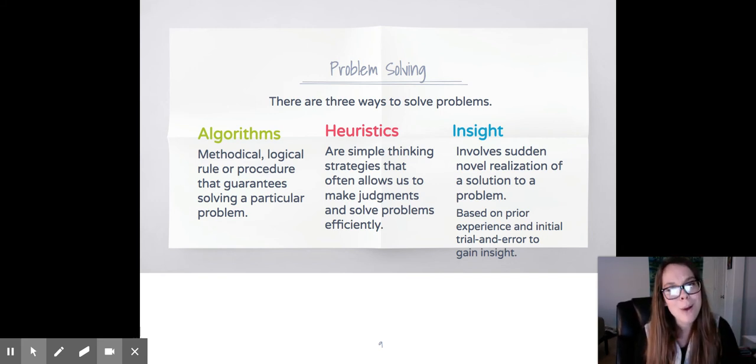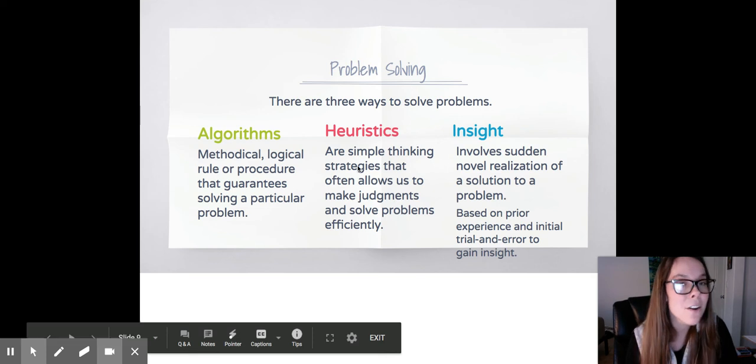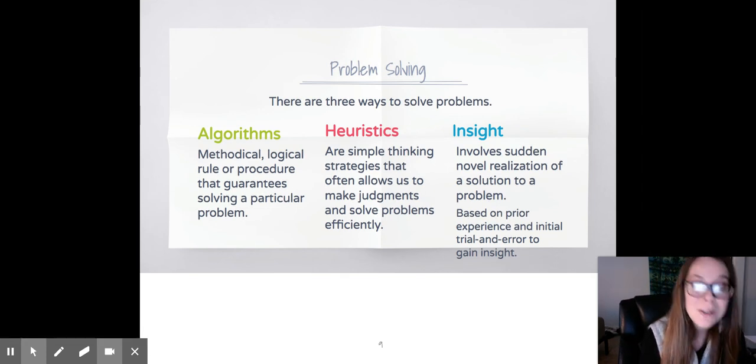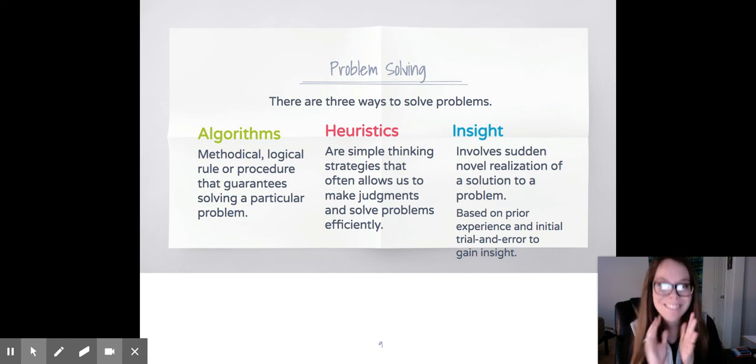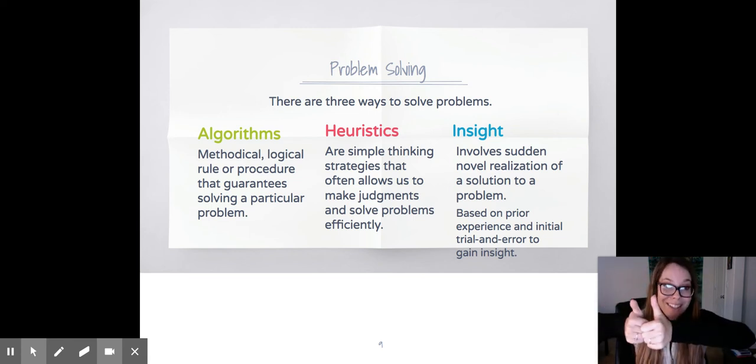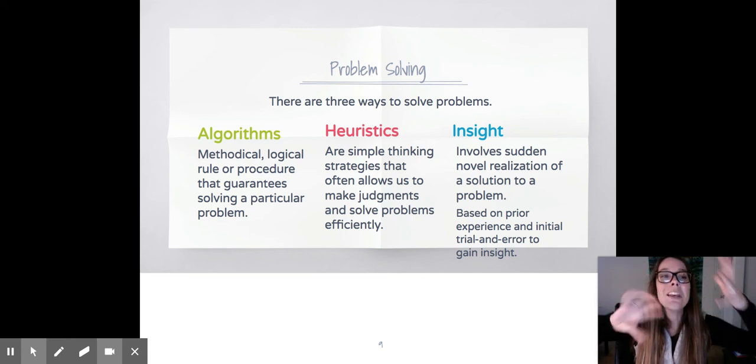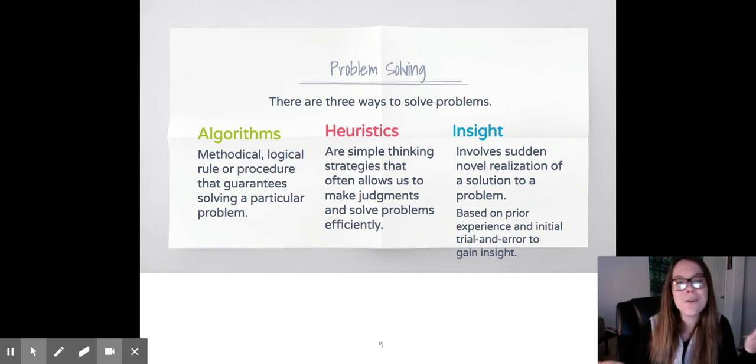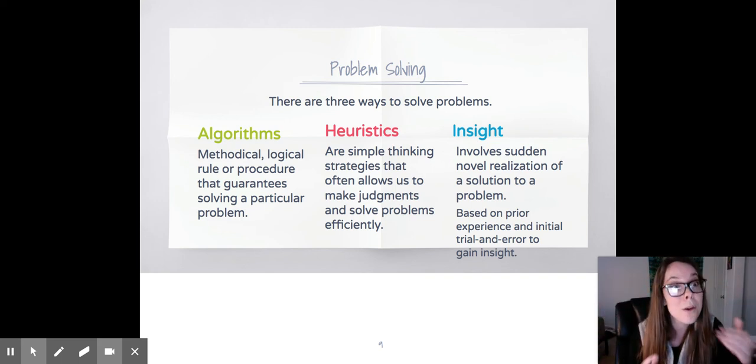Another way we can solve problems is heuristics. I want you to put in your notes, heuristics are like shortcuts. These are simple thinking strategies that often allow us to make judgments and solve problems efficiently. I would like you to Google it under heuristic. Heuristics are great for fast knowledge, but they're not always right. So algorithms are super correct because you're using formulas. Think of Google. If you type stuff into Google, you never know what you're going to get, but it's a quicker way of studying, or a quicker way of getting an answer.